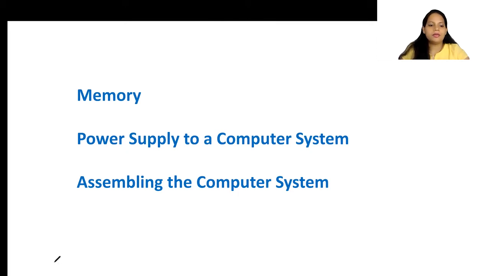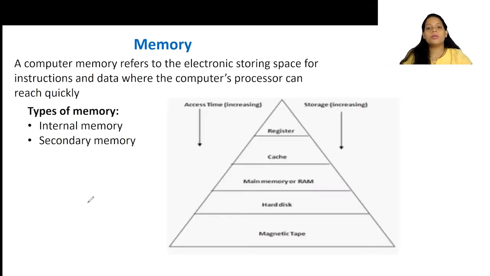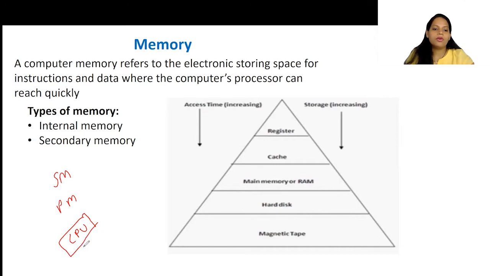So let's start with memory. Before starting this topic, let me explain the concept behind how data moves between the memory and CPU. Usually we have secondary memory, then primary memory, and then our CPU. Inside the CPU, as we have seen before, we also have registers. These registers are very small, but very fast. They can only store a very small amount of value.